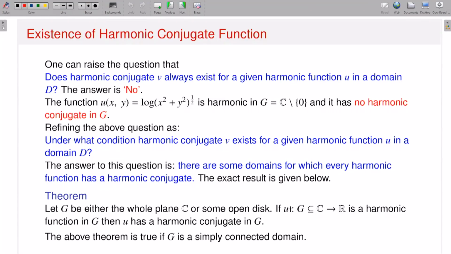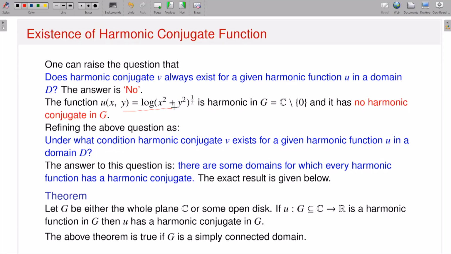Now one can ask, if I have a harmonic function u, can I always say that a harmonic conjugate of that function u always exists? The answer is no. I will give an example. For example, this is a function u which is log of (x square plus y square) to the power half, which is a harmonic function in a punctured complex plane. But that harmonic function cannot have a harmonic conjugate. That means you cannot get a harmonic function v such that u plus iv is an analytic function. So I need some kind of conditions or restrictions on my domain, so that I can conclude that if you start with a harmonic function, then the harmonic conjugate always exists.